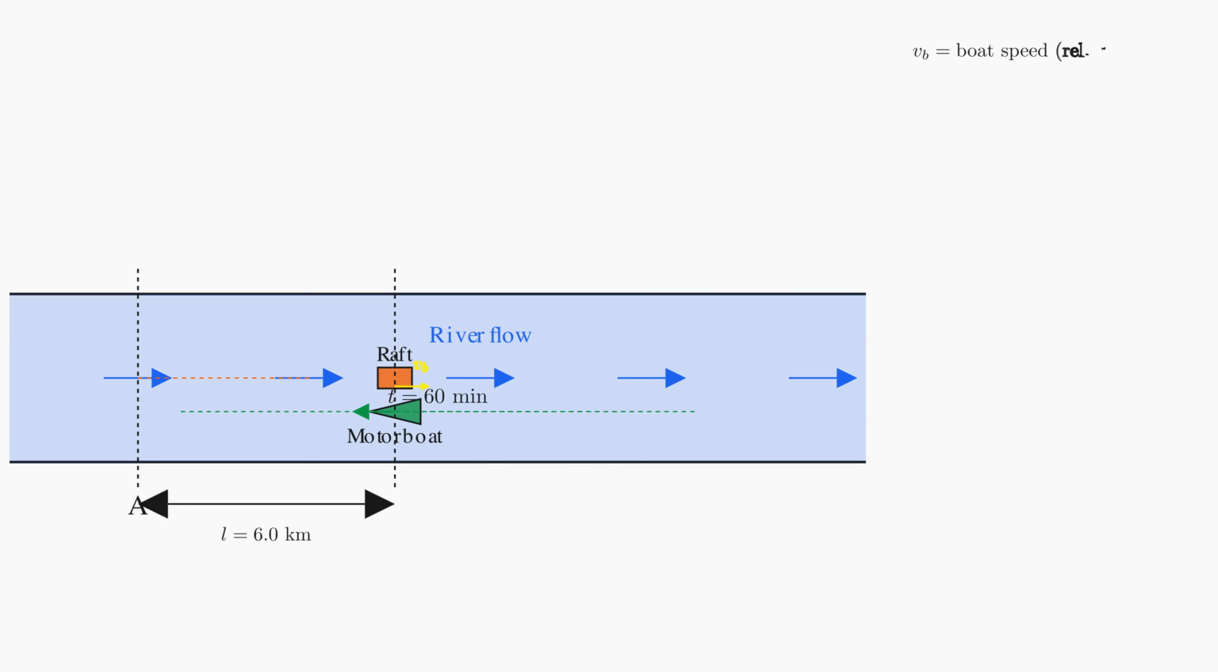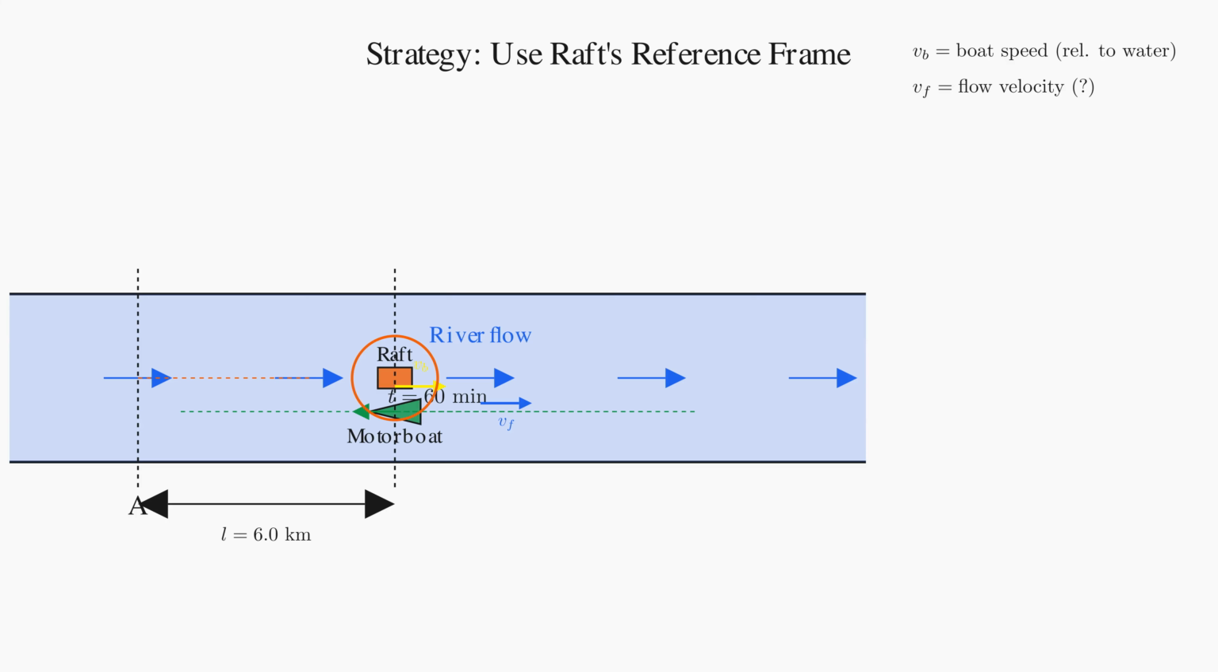Let's define our variables. We'll call the boat's speed relative to water v sub b, and we'll call the flow velocity v sub f. This is what we want to find. Here's a clever approach. Instead of tracking both objects separately in the ground frame, let's view everything from the raft's perspective. This makes the problem beautifully simple.